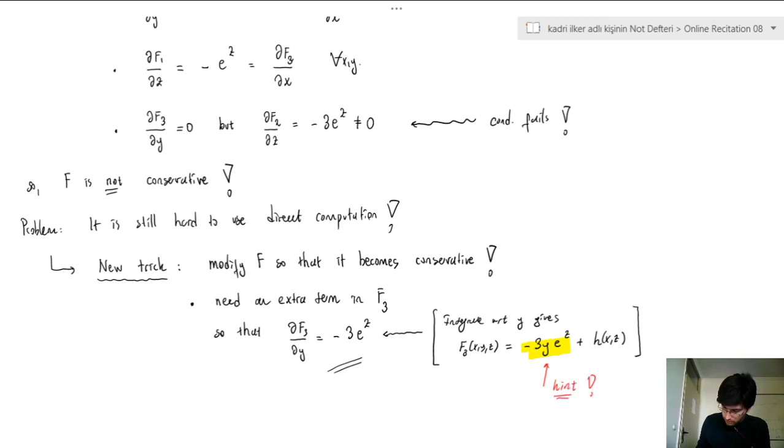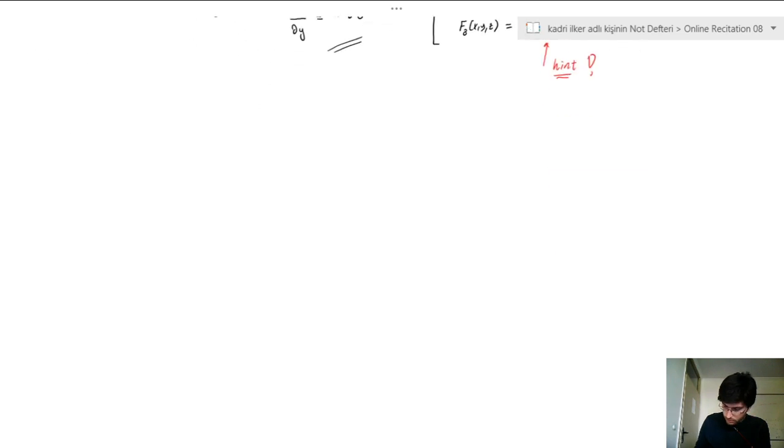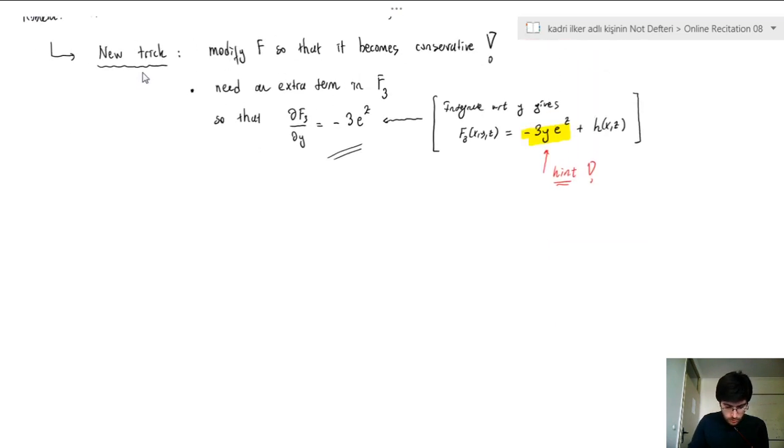So let's try to use this hint. Okay, fine. So we have a nice hint. Let's use this hint in the following way. Just rewrite everything. Rewrite the given line integral F dot dr as follows. This is our original F dr. Just a small modification will do what we need actually.